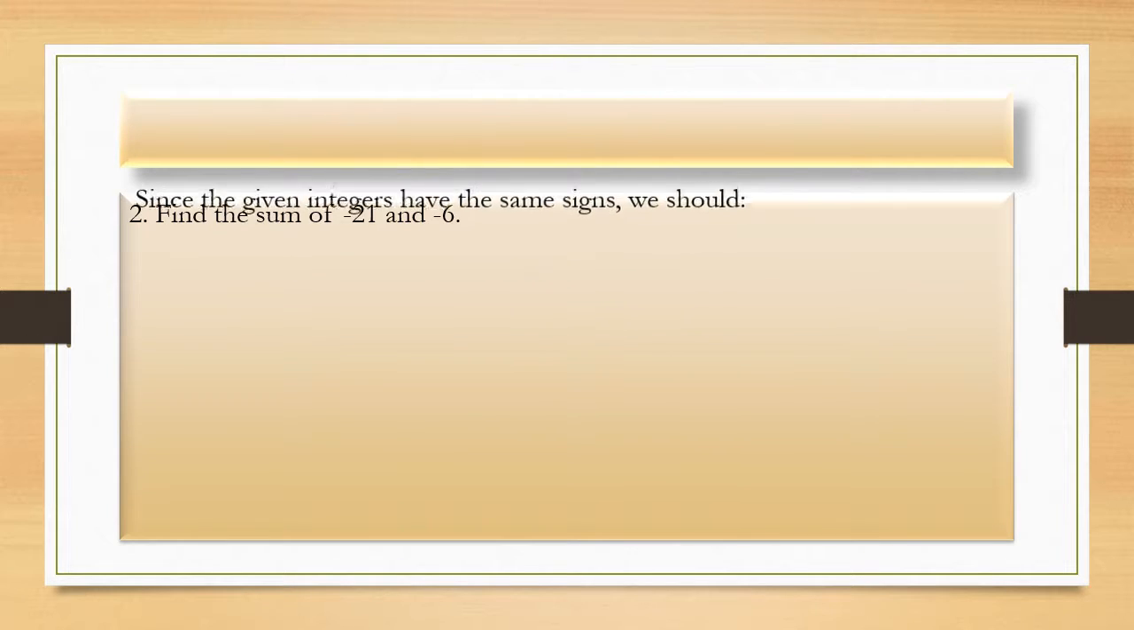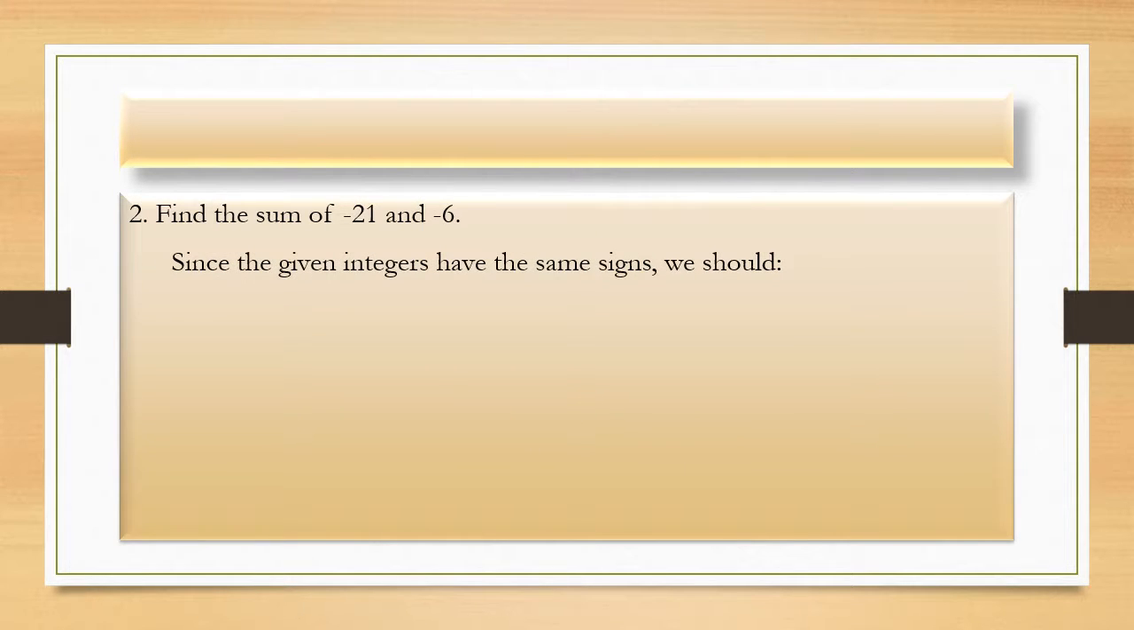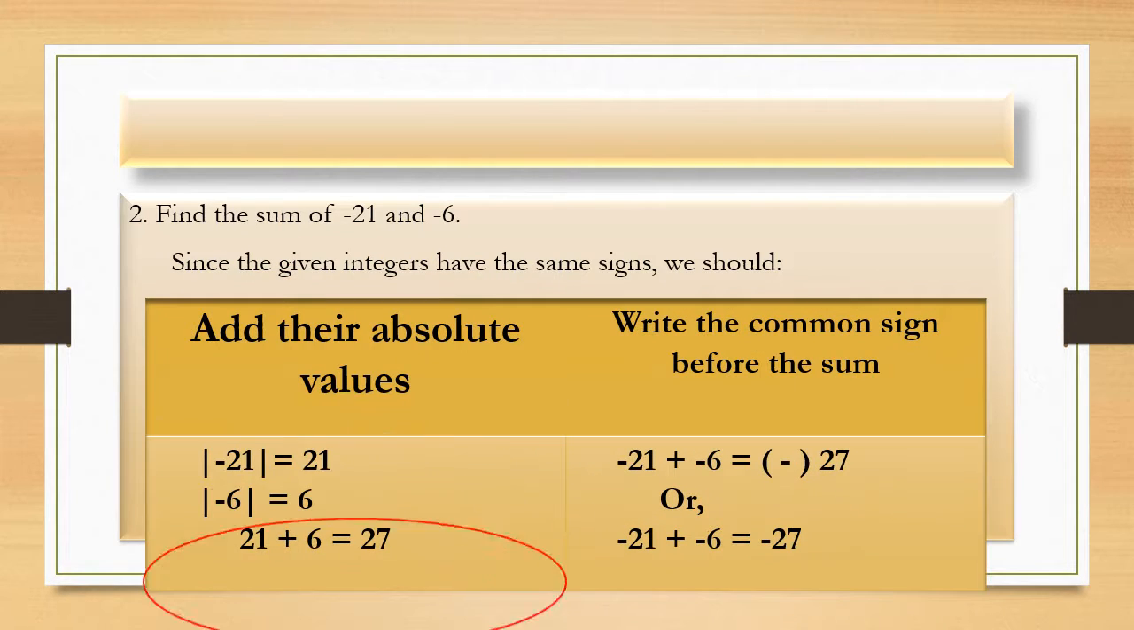Our second example, find the sum of negative 21 and negative 6. Since the given integers have the same signs, we should add their absolute values. The absolute value of negative 21 is 21. The absolute value of negative 6 is 6. 21 plus 6 is equal to 27.